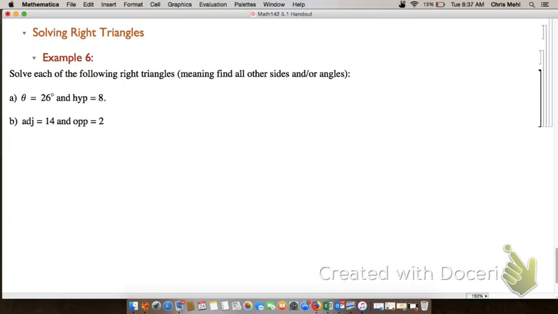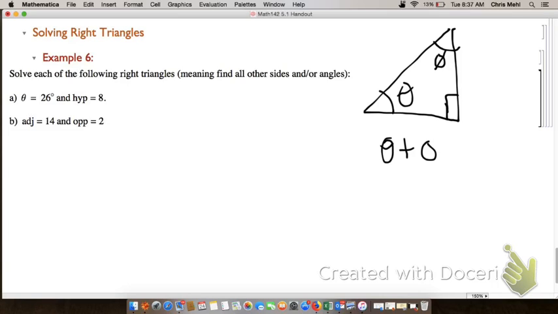We're going to solve each of the following right triangles, which means find all other sides and all other angles. First, in any triangle, but specifically in a right triangle, if I call the bottom left angle theta and the top right angle phi, all 3 angles in any triangle have to add up to 180. Since there's already a 90-degree angle in the bottom right, theta plus phi will have to be 90 degrees. So once you use an inverse trig function to find theta, you can just take 90 minus theta to find the other missing angle.